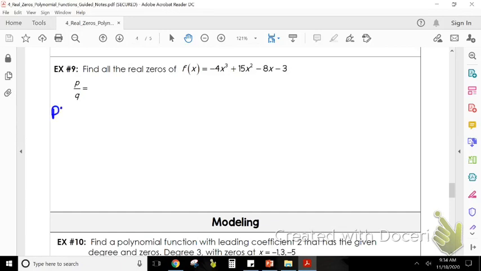So let's go find our p's. Remember, p is the factors of the constant, so the -3, which are plus or minus 1 and plus or minus 3. Q is the factors of the leading coefficient, which is a -4. So could be plus or minus 1, plus or minus 2.